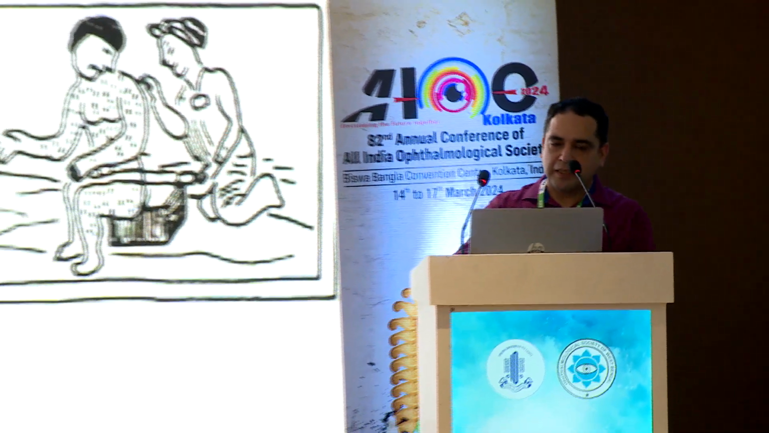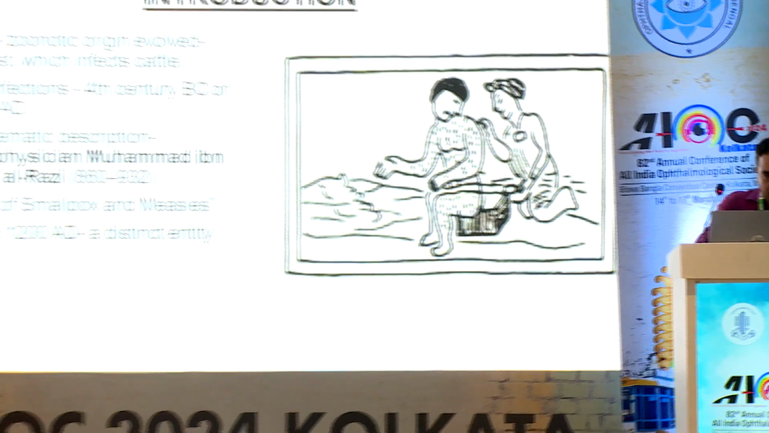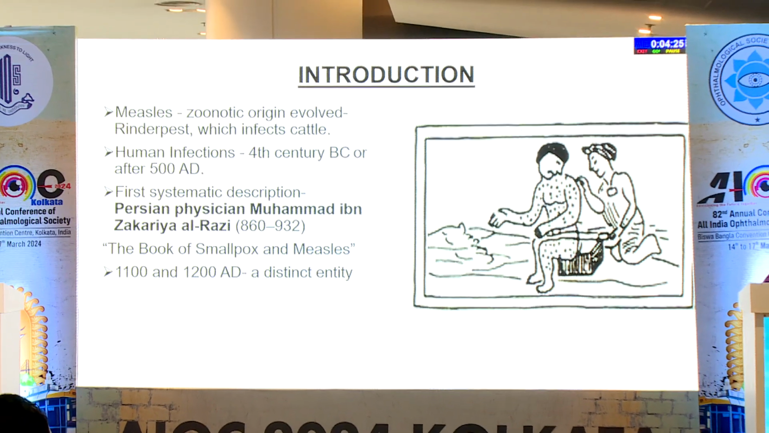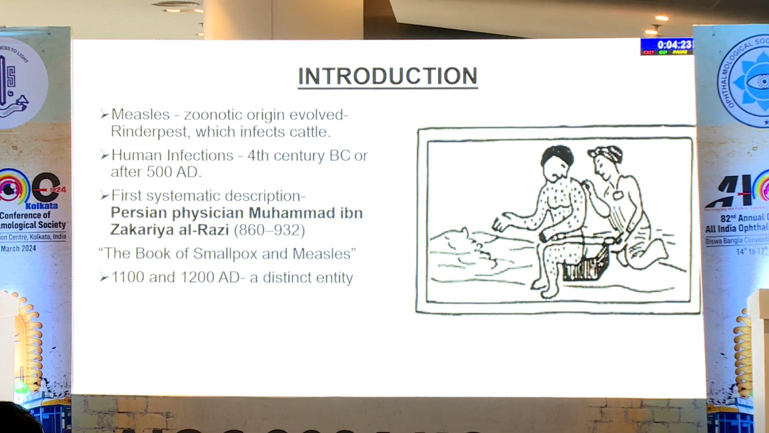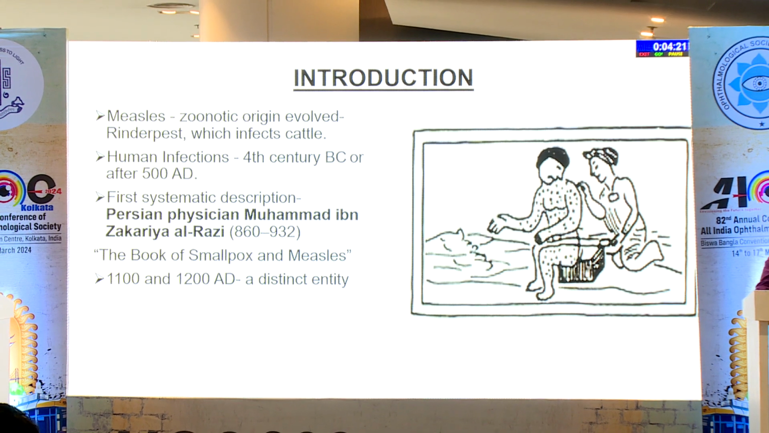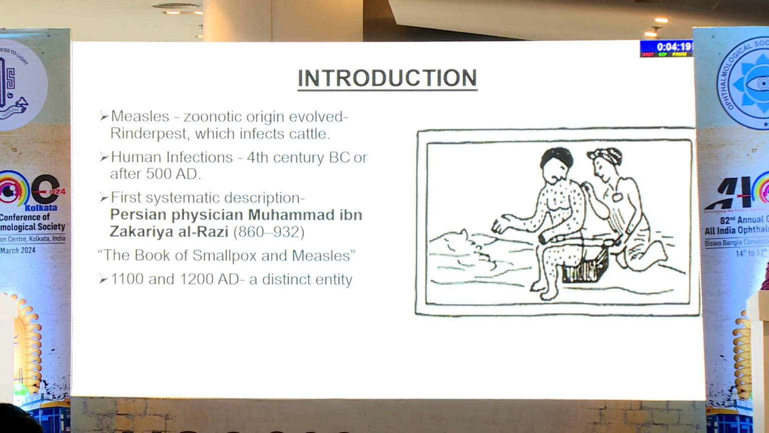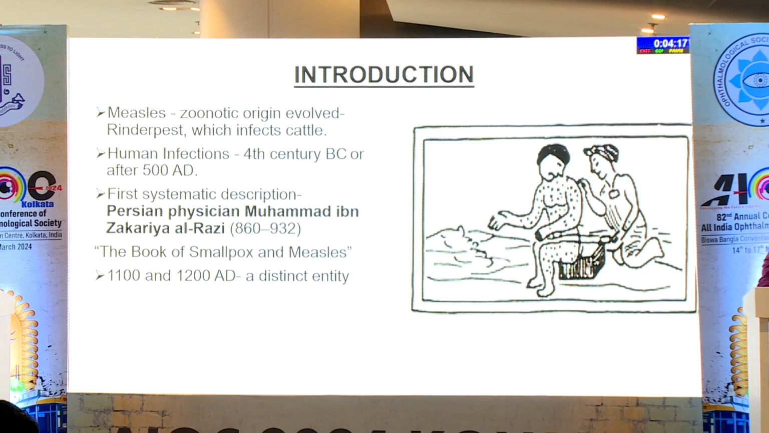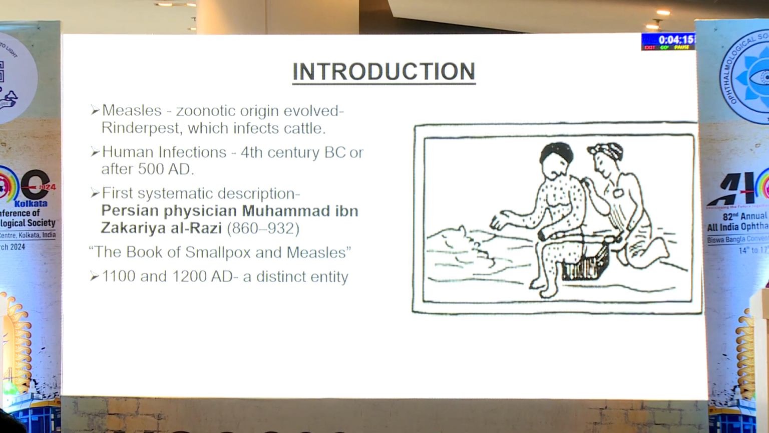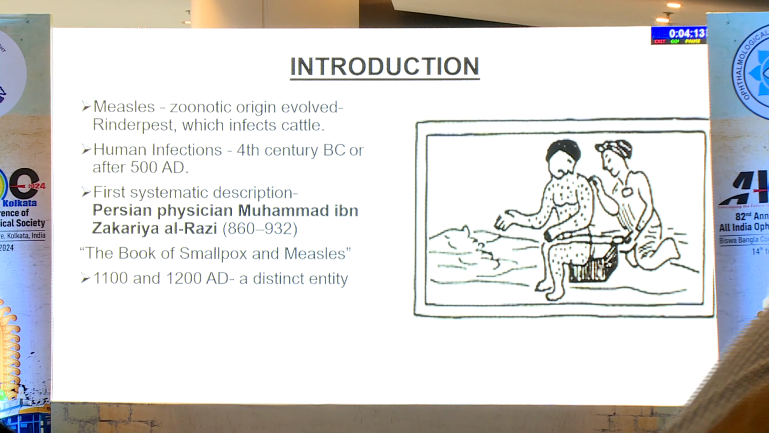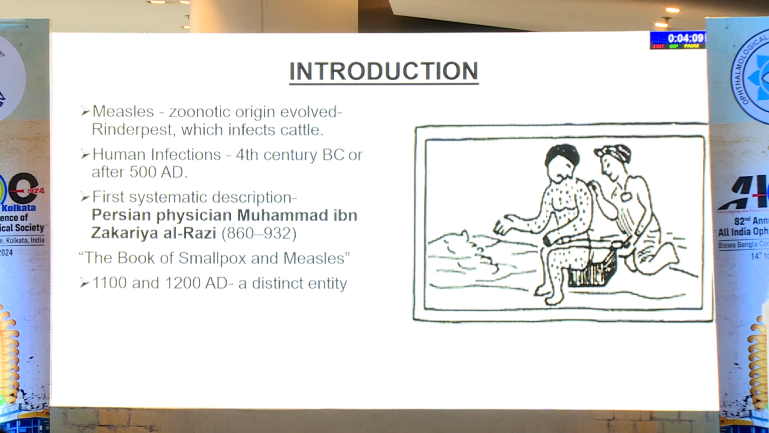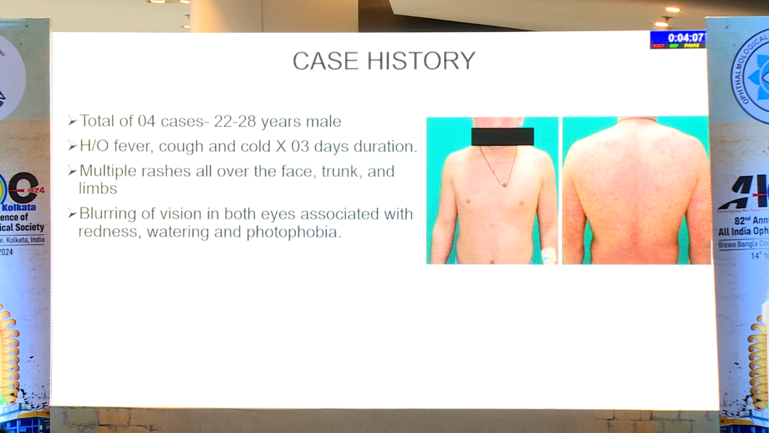Measles, of course, is of zoonotic origin. It evolved from the rinderpest virus that infected cattle, and the human infections were first in the 4th century and generally after 500 AD. The first systematic description was given by the Persian physician Muhammad ibn Zakariya al-Razi, who wrote a book on smallpox and measles, giving it a distinct identity, around 1100 and 1200 AD.